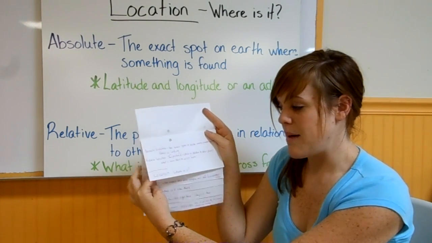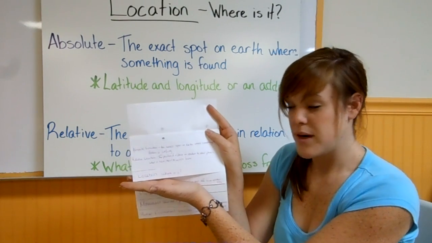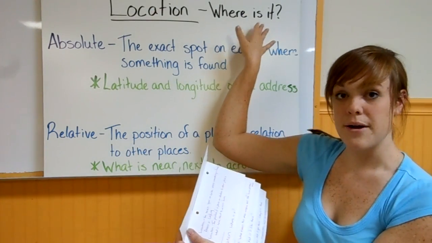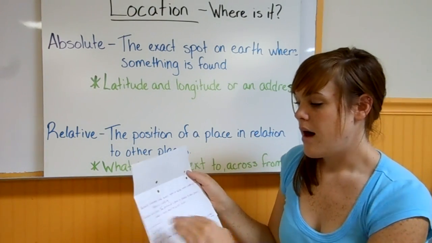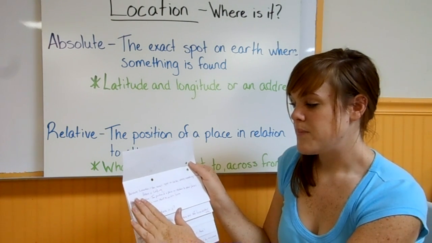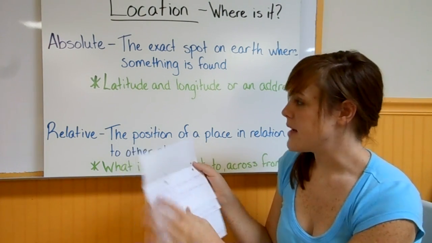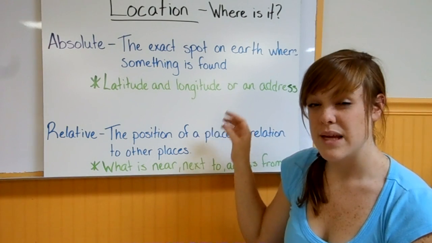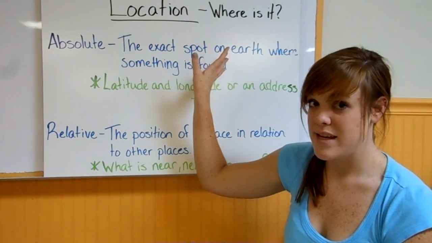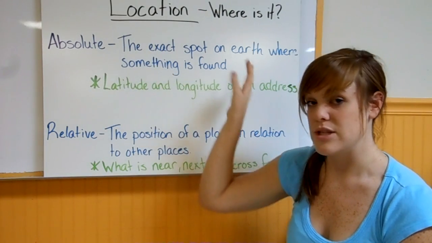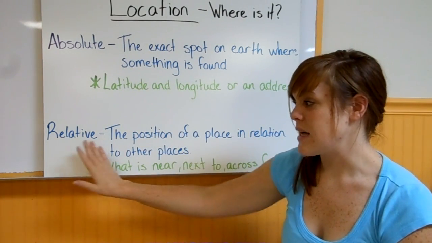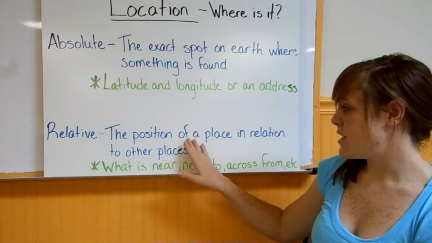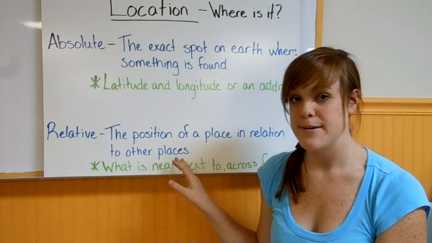Now at the bottom of that tab, so just this spot is where you're filling, you'll write location. Where is it? Above that, you need to have absolute location. Is the exact spot on Earth where something is found. You need to have that definition. And then you need to have relative underneath of that, or relative location, and that's the position of a place in relation to other places.